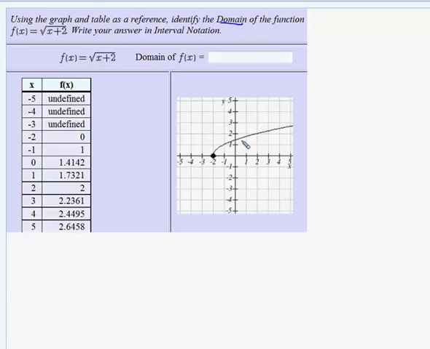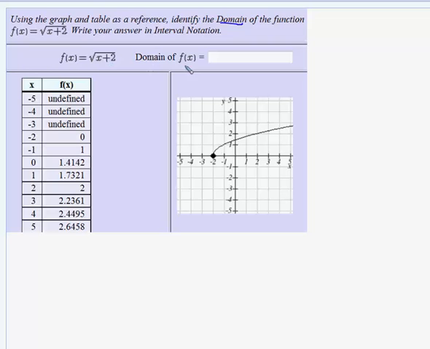Let me start by saying that using a table of values or a graph to find the domain of a function is not the most accurate approach. As a guide, they're very helpful, but the representation of the function that's best in finding the exact domain of a function is its equation.